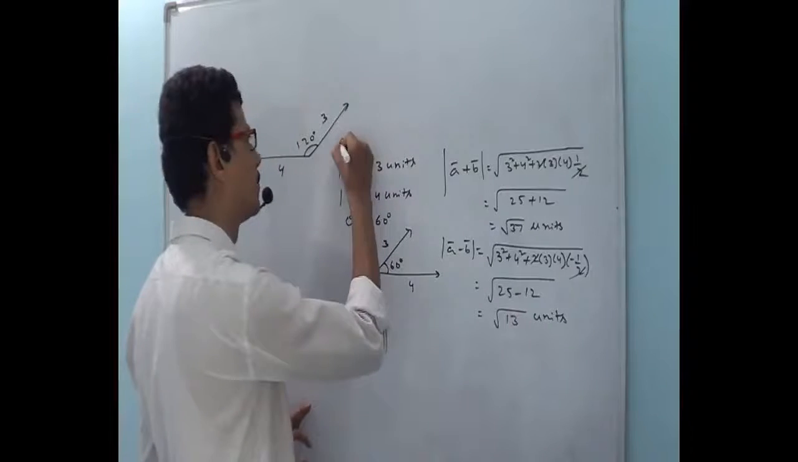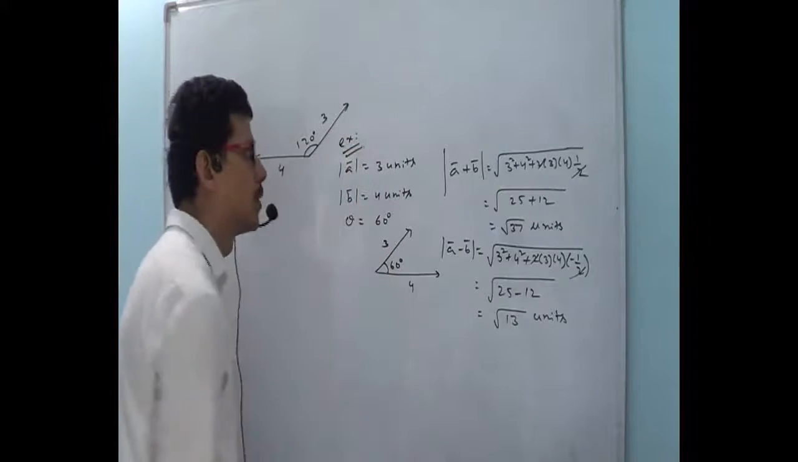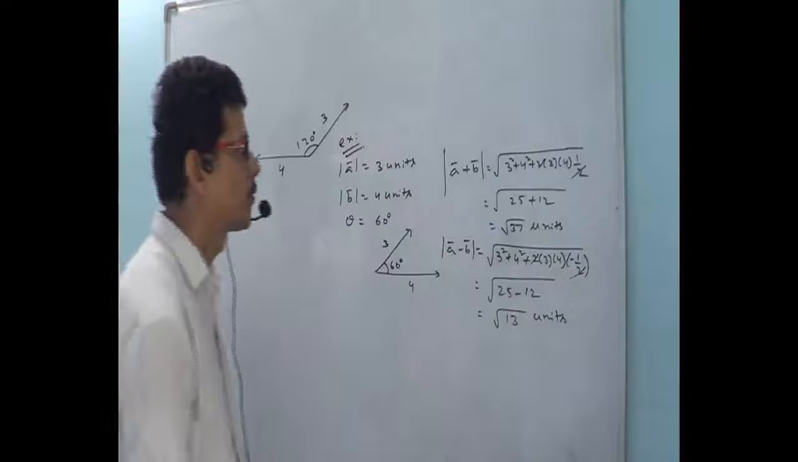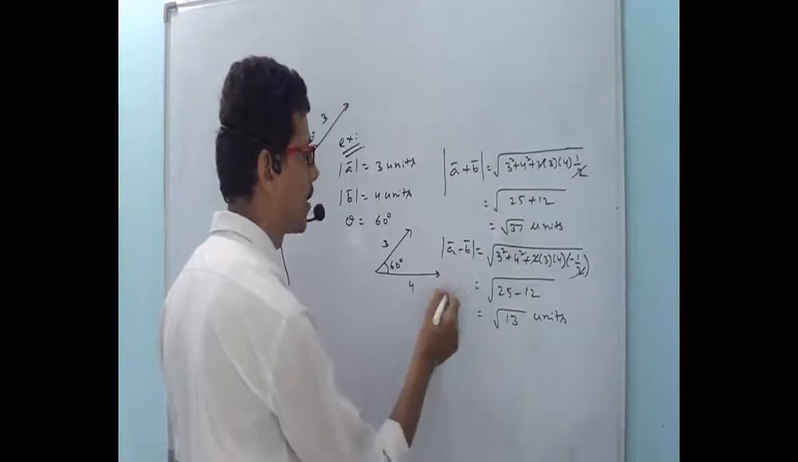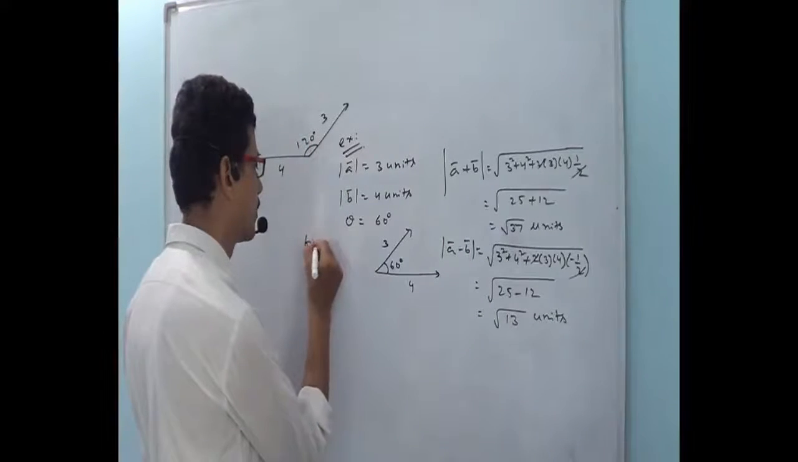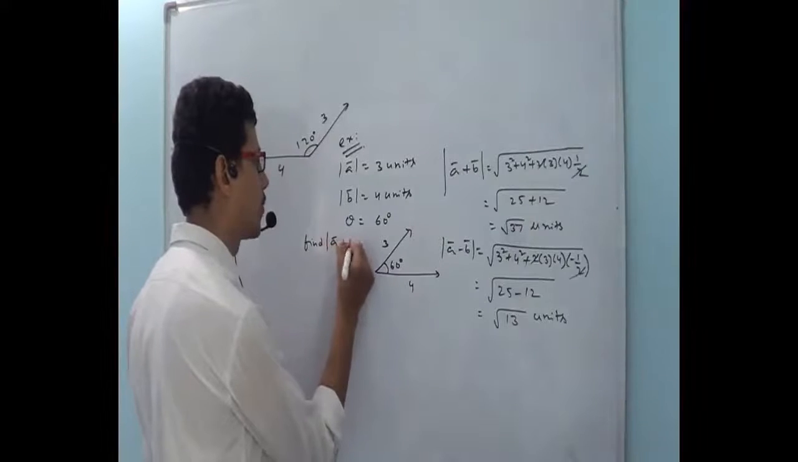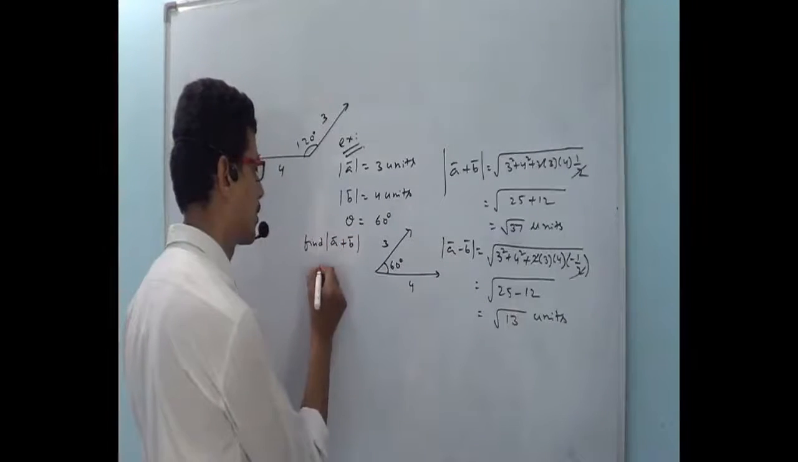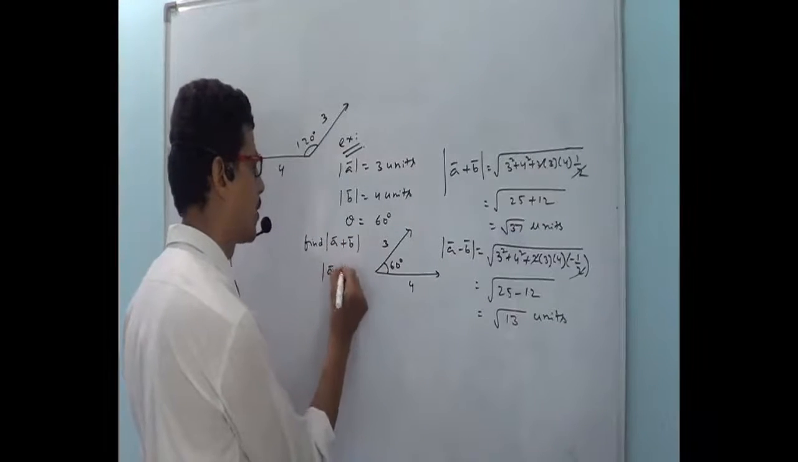Note down this example. Find the magnitude of A bar plus B bar as well as the magnitude of A bar minus B bar. What is the question?